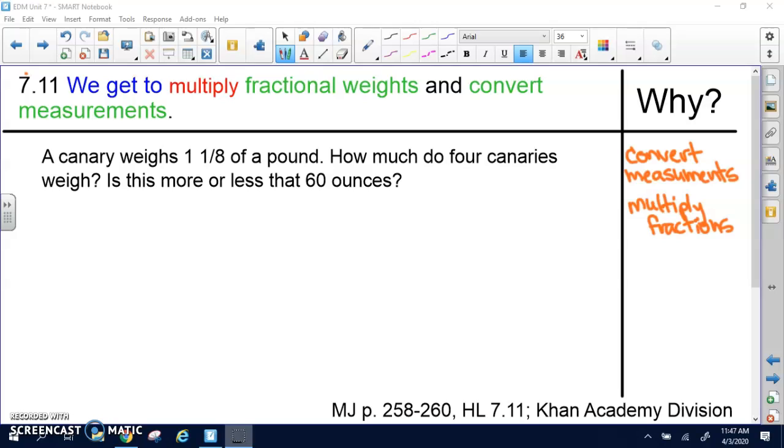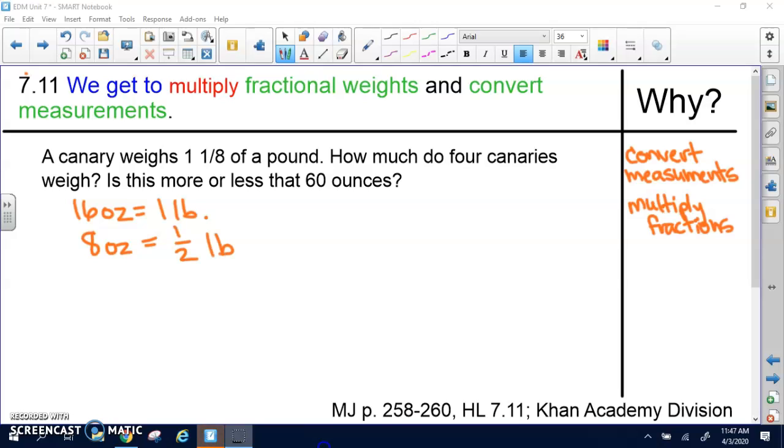We know that 16 ounces equals 1 pound. You're going to be doing some conversions at the top of page 258 to find those. You're going to be seeing that when you divide a pound in half, so 16 ounces divided by 2 is 8. And that is half of a pound.